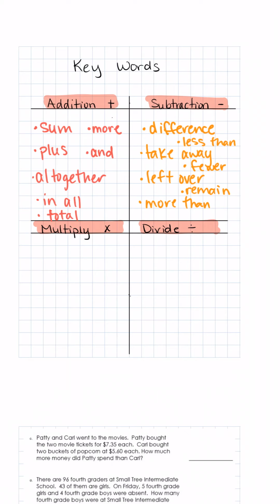Multiplying could be times. Might be in all. Ooh, so that's a tricky one because that's also with multiplication. Product. The word product means multiplication. Multiplied by, that says it right in there. It might use the word like twice. Twice as many. That means 2 times.